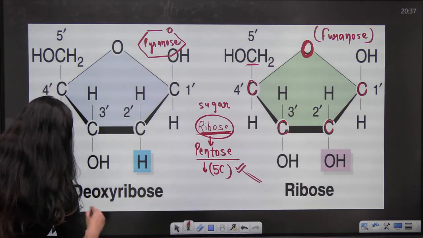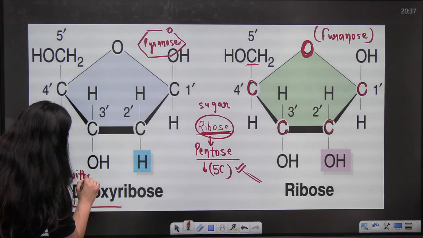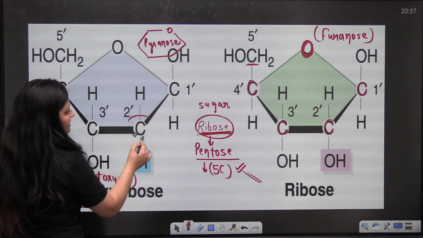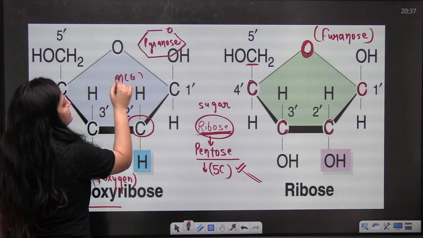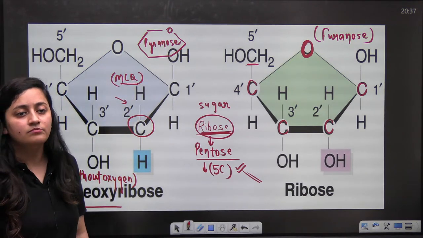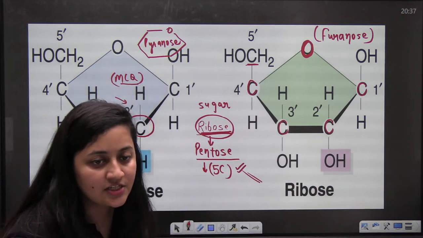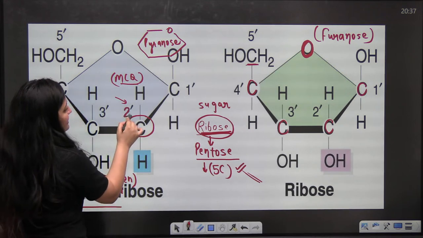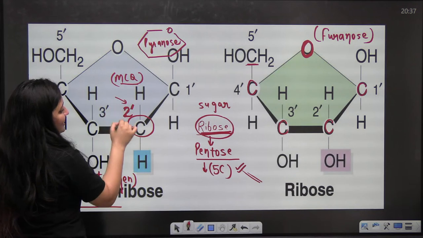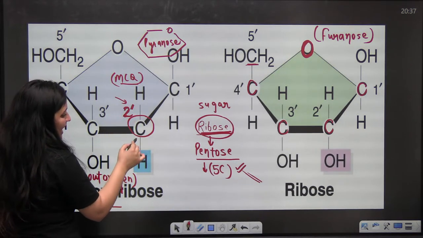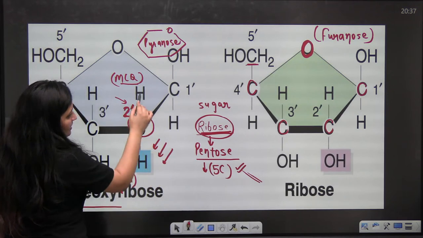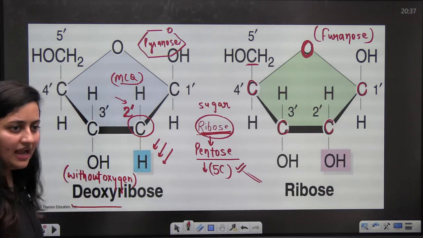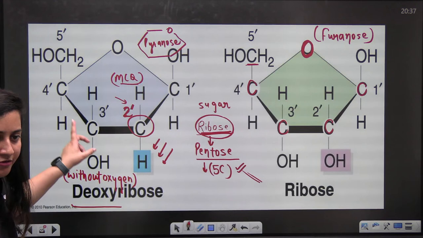So deoxy means, as I said, without oxygen. At which position should the oxygen be absent? At the second position of this ring. Here. This is what you need to remember and it's a direct MCQ. So you can see here at 2 dash, what is absent? At 2 dash, oxygen is absent. Here only H and H is there. Rest, the structure is similar. Any doubt, up to this part all clear? It's a repeated MCQ that we should know.